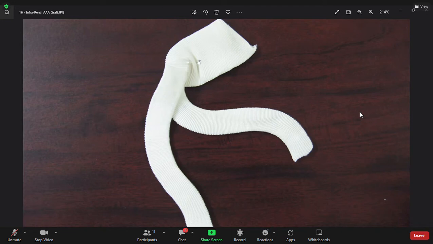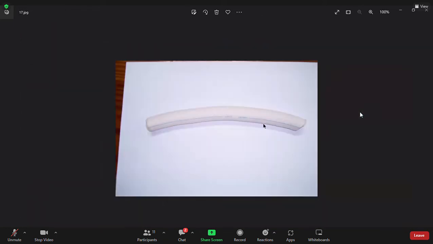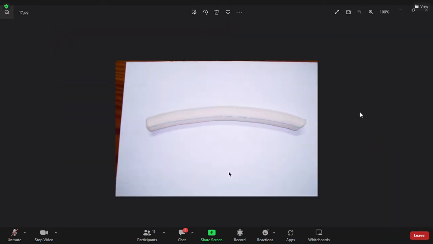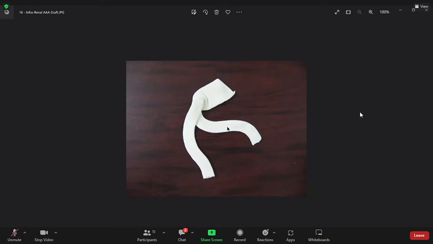So it's a bifurcation aorto-iliac graft. It's a Dacron graft. This one is a straight one where the aneurysm doesn't go beyond the aortic bifurcation. So this is just for aortic replacement. But this one is when it involves the iliac vessels and below.